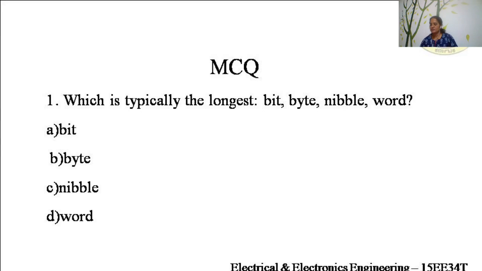Coming to multiple choice questions. First one, which is typically the longest? Bit, byte, nibble, word. Options: A. Bit, B. Byte, C. Nibble, D. Word. What's the answer? Bit is 1 bit, byte is 8 bits, nibble is 4 bits, word is 16 bits. So the answer is B. Byte.